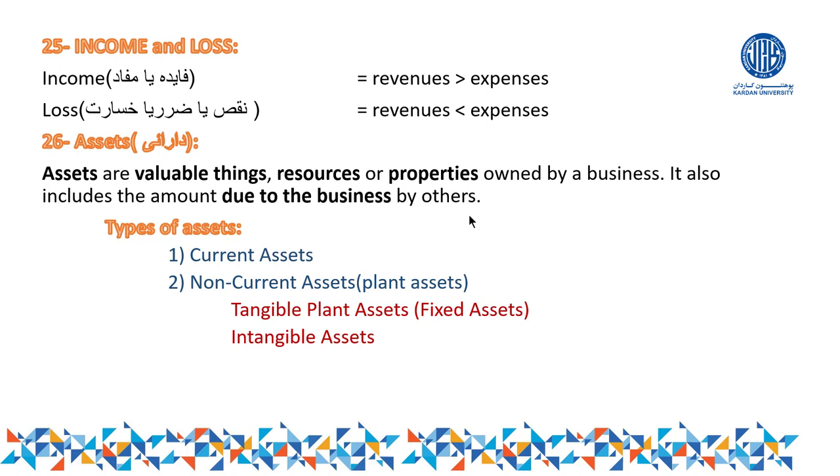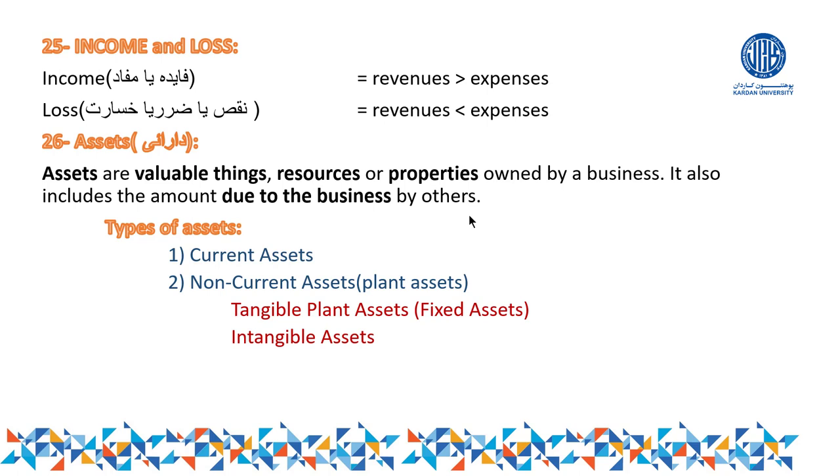For example, I have a computer. It has a value. It's an asset. I have a mobile. It has a value. It's an asset. I have a building. It has a value. It's an asset. I have cash. It has value. It is my asset. So anything you have that has a value can be called what?